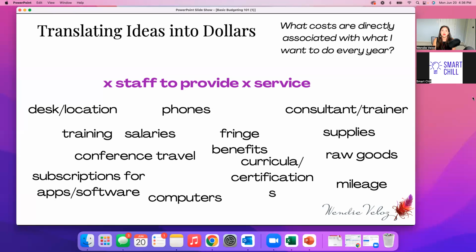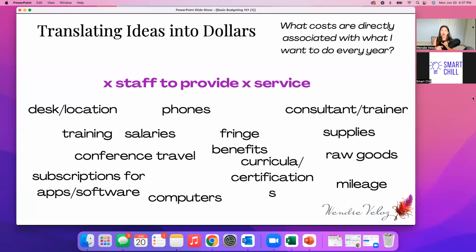So what am I doing every year, and how much is it going to cost me to have this number of staff provide this particular service, right? So these people are doing this thing, and we are only budgeting for these people to do this thing, right? So this is, again, activity-based, one program, one project, one service. When we're looking at just this one project, program, service, what does it take to get this done?